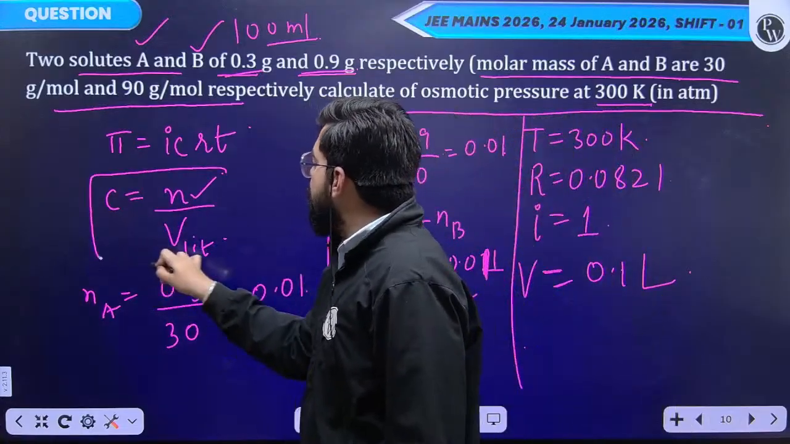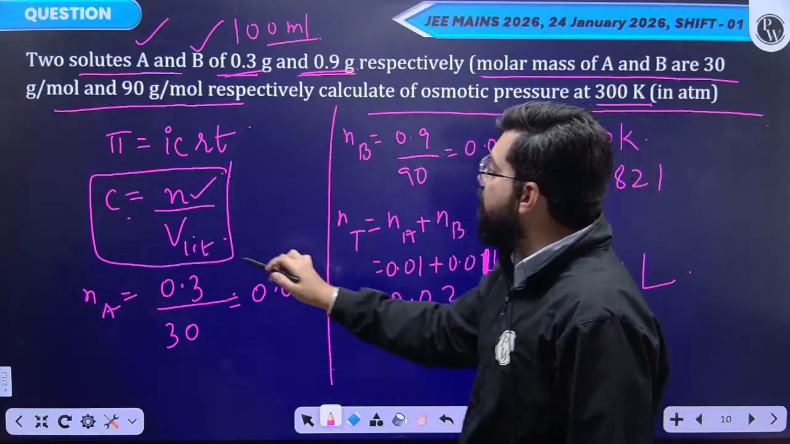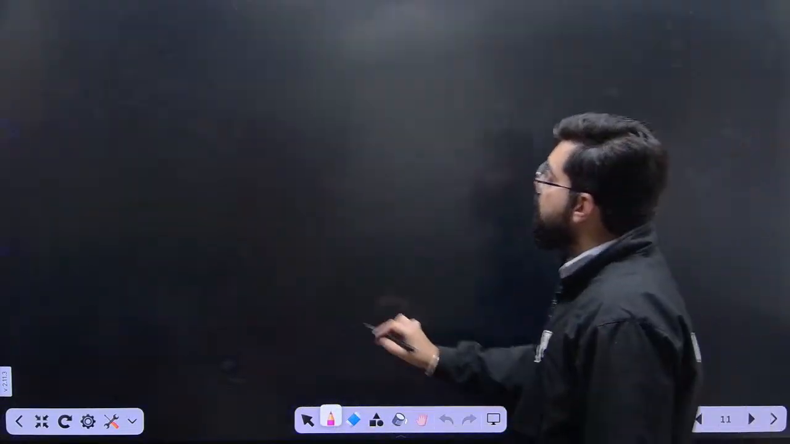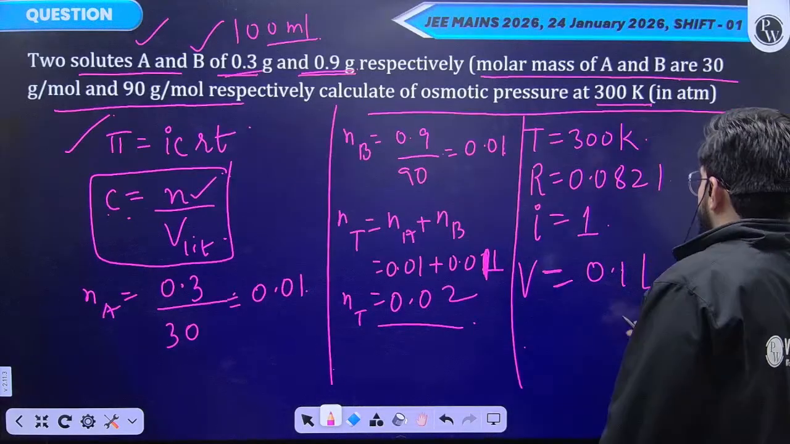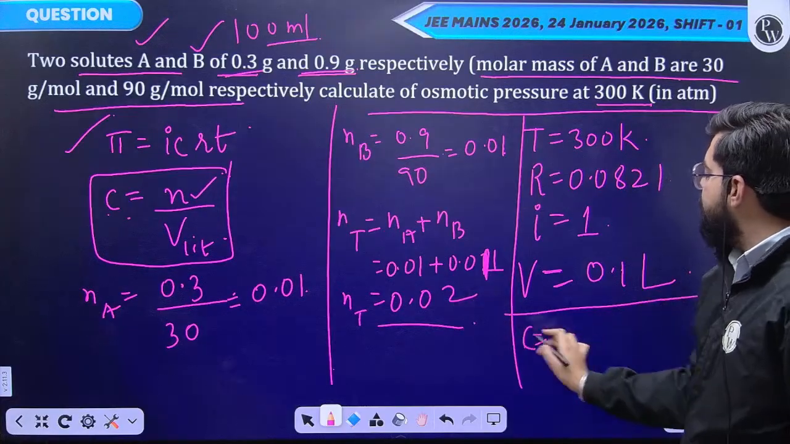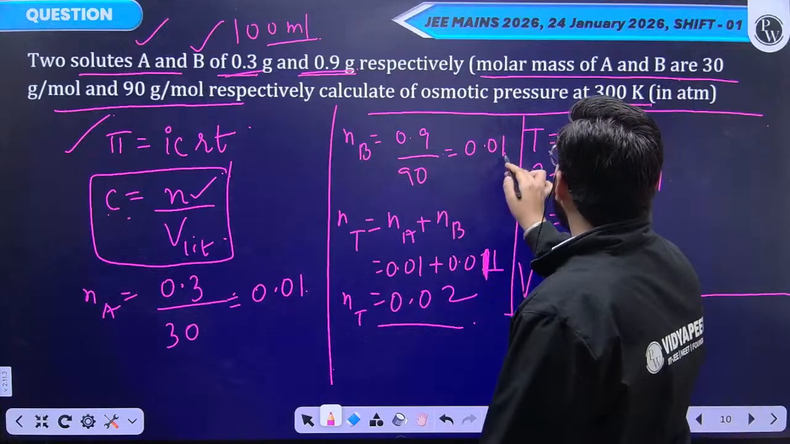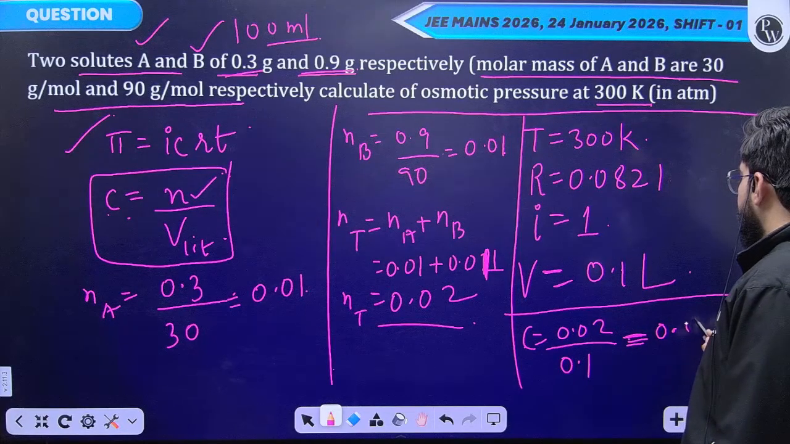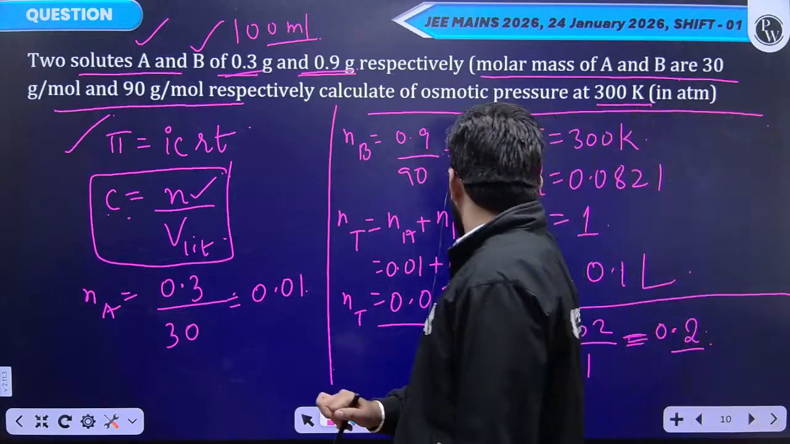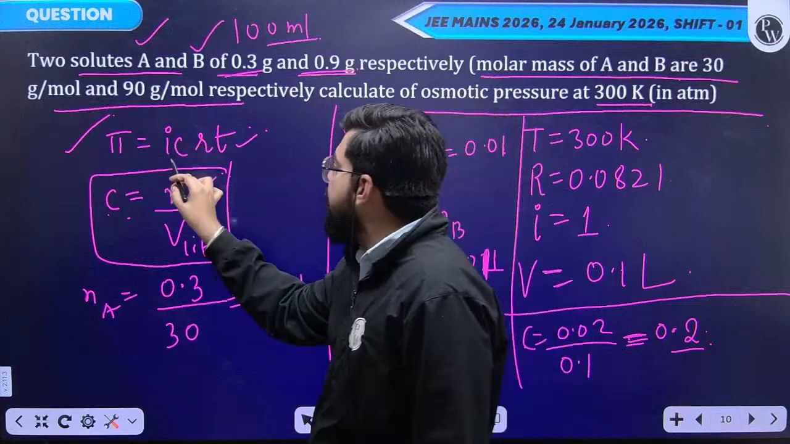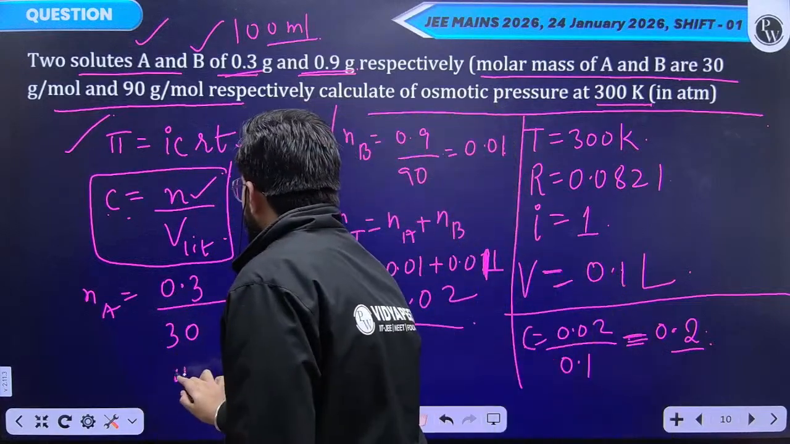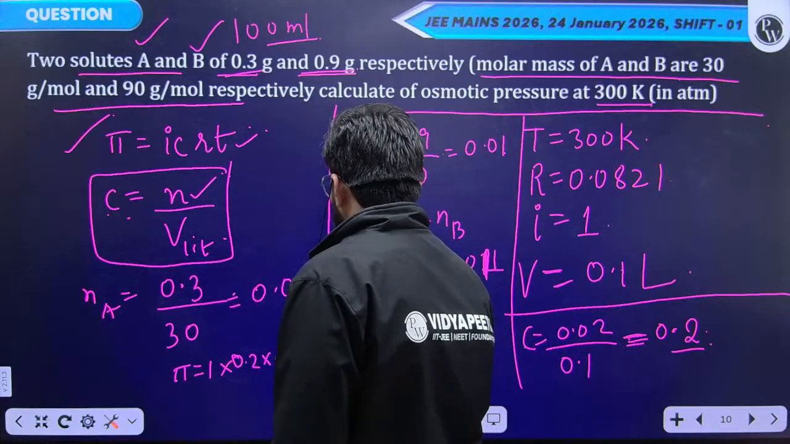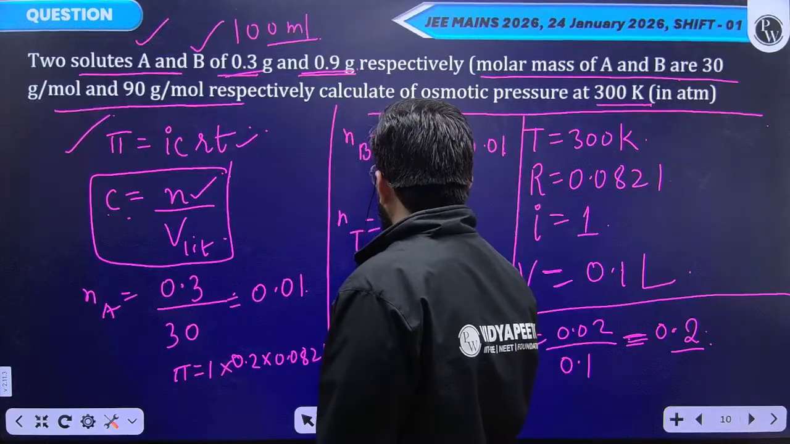Now we can substitute in the concentration part, C is equal to n upon V, so we get the value of C and can substitute in the osmotic pressure formula. C is equal to n, which is 0.02, upon volume, which is 0.1 liter, so we will get 0.2. Now we substitute: pi is equal to i times C times R times T. So pi is equal to i value 1, C we got 0.2, times R we know 0.0821, times T, which is 300 Kelvin.